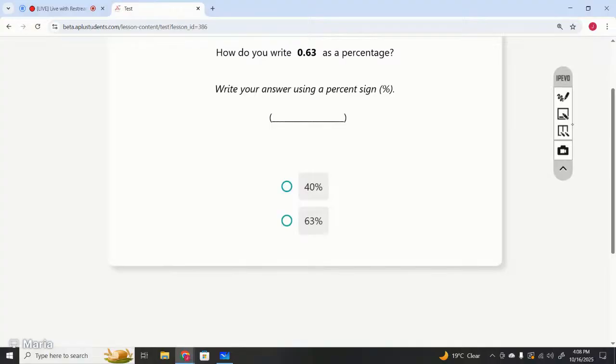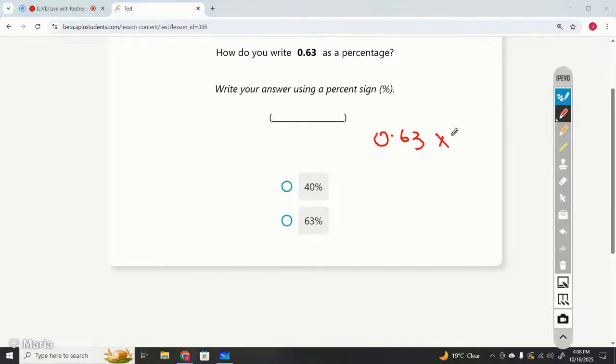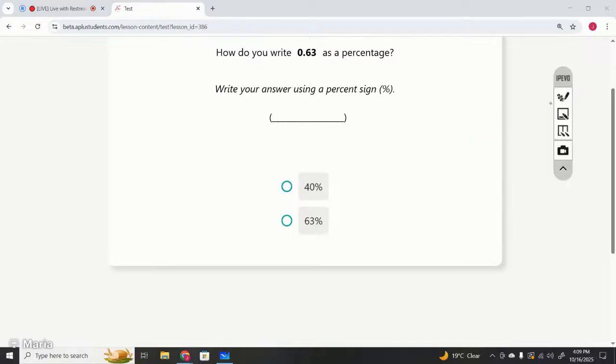How do you write 0.63 as a percentage? So you need to multiply it by 100. 0.63 times 100. So you need to move the decimal point two places, right? So that is 63%. The correct option is 63%. Option number 2 is the correct option.